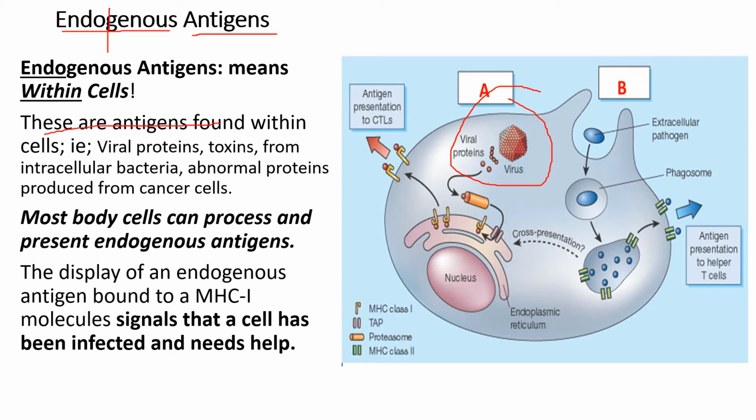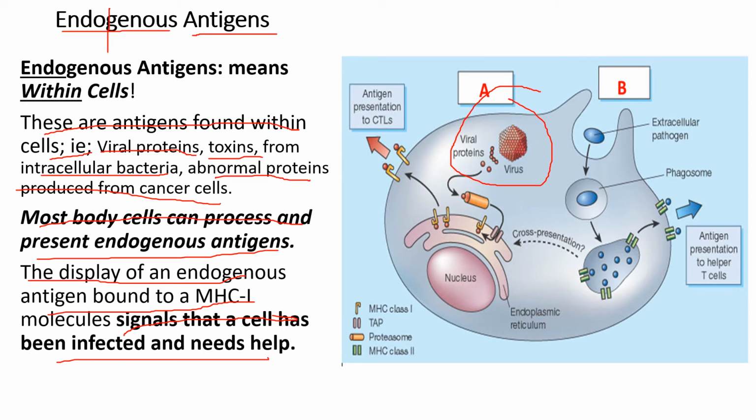These are antigens found within cells, such as viral proteins, toxins from intracellular bacteria, abnormal proteins produced from a cancer cell, and most body cells can process and present endogenous antigens. So this guy got infected and he's presenting it. The display of the endogenous antigen bound to the MHC1, or MHC2 as I called it here, signals that this cell has been infected and needs help. Well, sorry to say, the help he's going to get is that he's going to be destroyed.